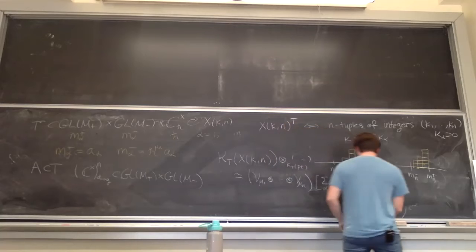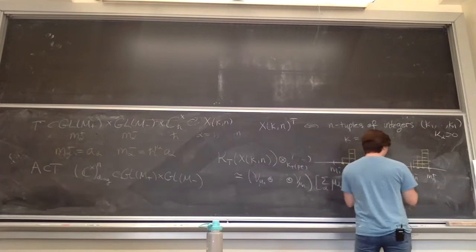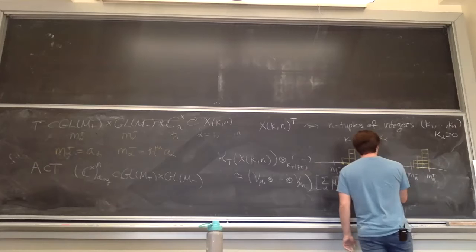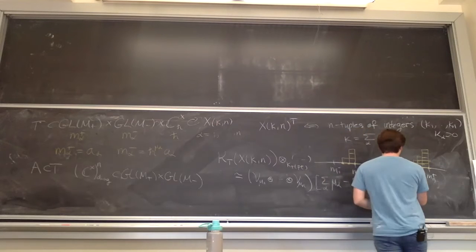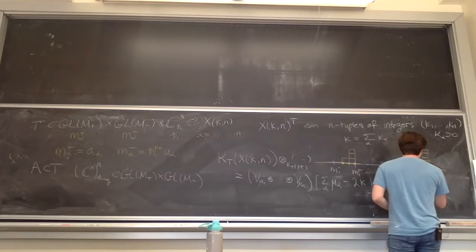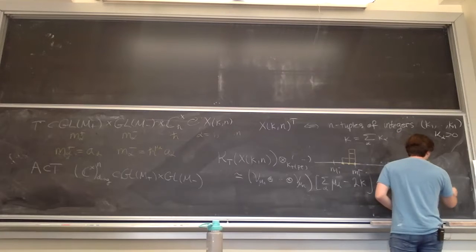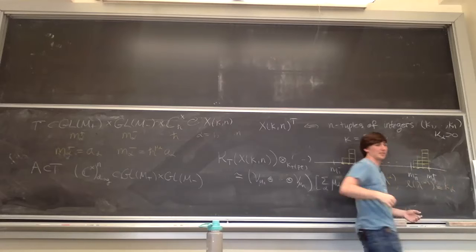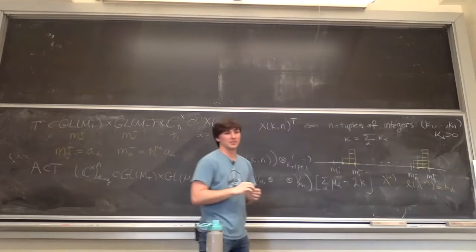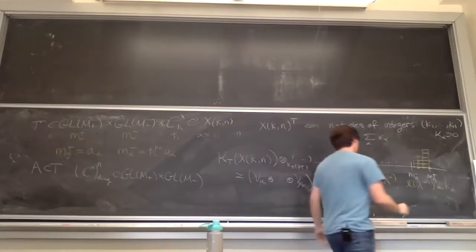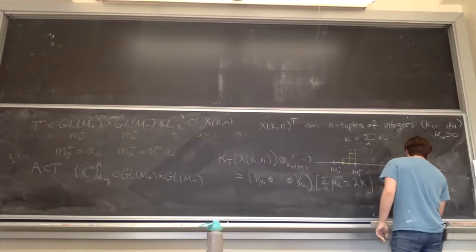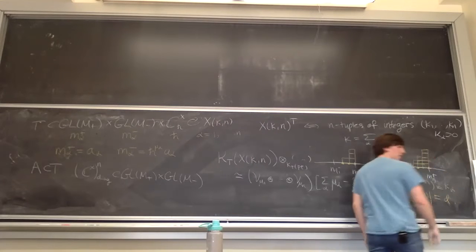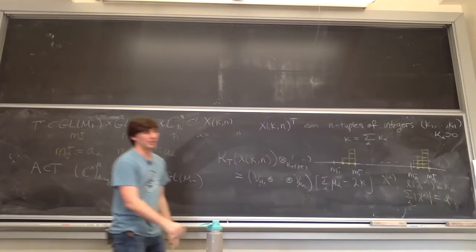So the actual precise statement is: you get n-tuples of partitions, lambda alpha, such that their lengths are at most these k alphas, which correspond to the original choice of fixed point in X. And if you're in degree D, then D is the total number of boxes.